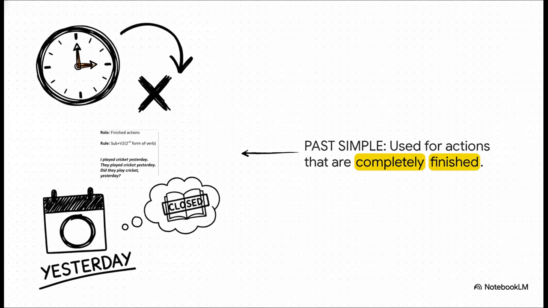It's a closed chapter. I played cricket yesterday. Done. Over. Finished. See how there's no connection to now? That's the big difference between this and the present perfect.